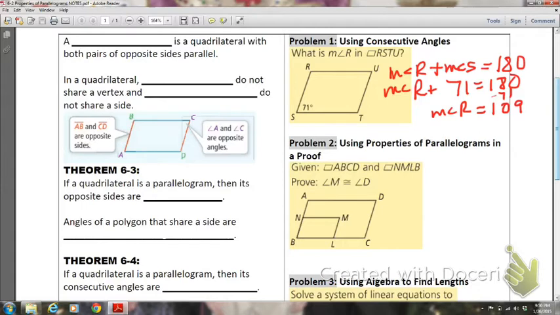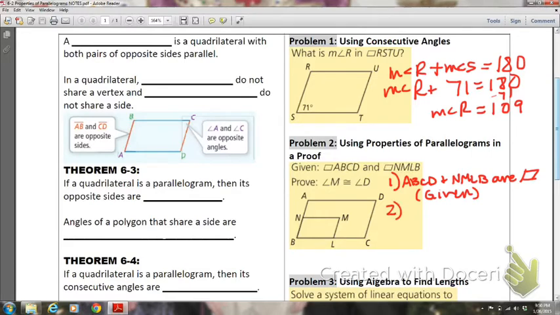In problem 2, using properties of parallelograms in a proof, we have two parallelograms. ABCD is the larger parallelogram, and then we have a smaller parallelogram, NMLB, that's nested inside of it. And we need to prove that angle M is congruent to angle D. So to do this, we need to start with what was given. So the first statement that we can make is that quadrilaterals ABCD and NMLB are parallelograms. And you can use this symbol for parallelograms instead of having to write it out each time. But that's given.